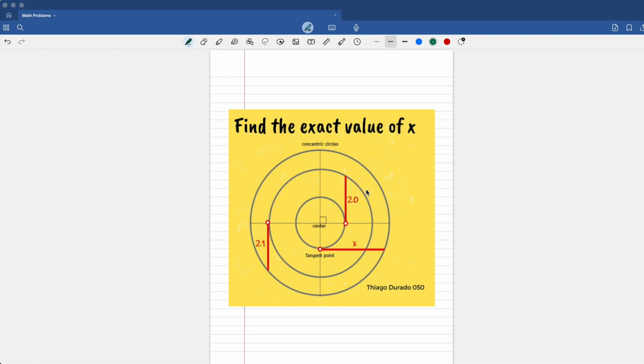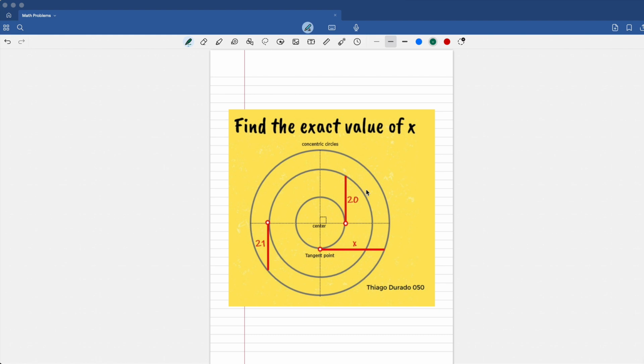Today's problem again is from Tiago Dorado. I really like this guy for creating such elegant problems. Try and solve this problem. You just have to find x. What's so awesome about this problem is that it's so elegant. It's so simple in just making a person understand what the problem is about.